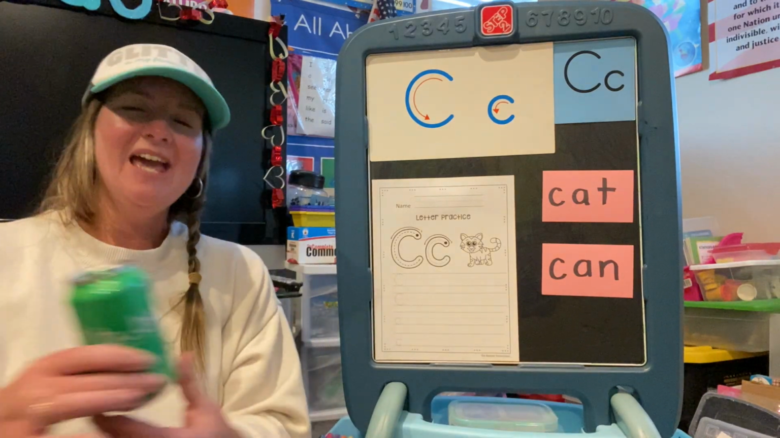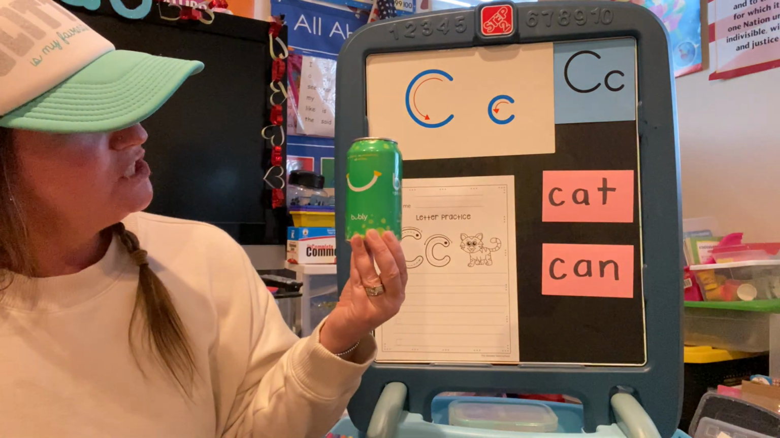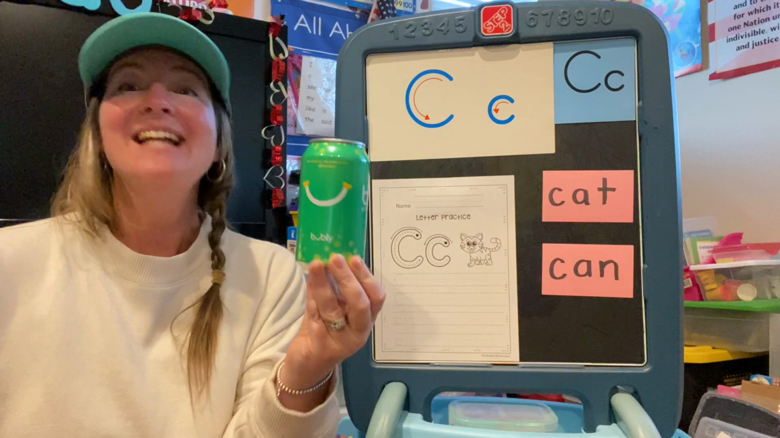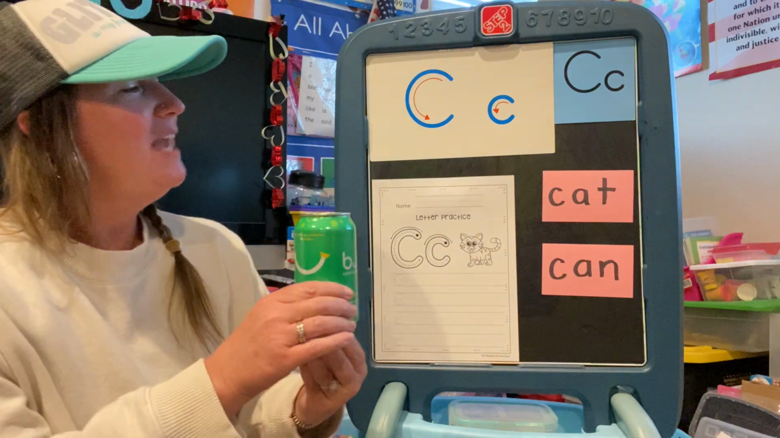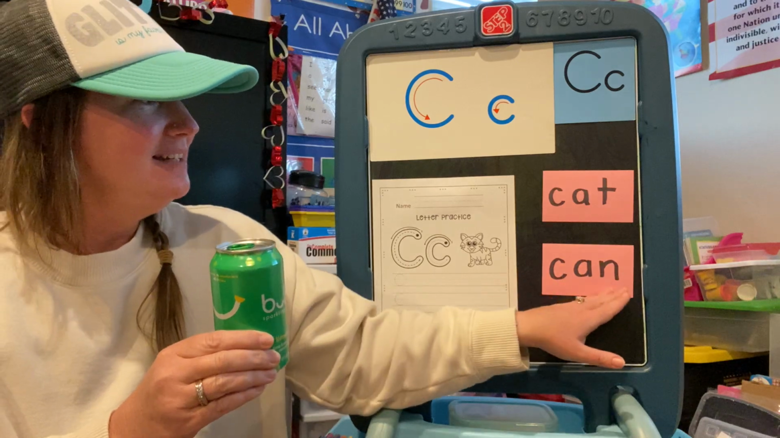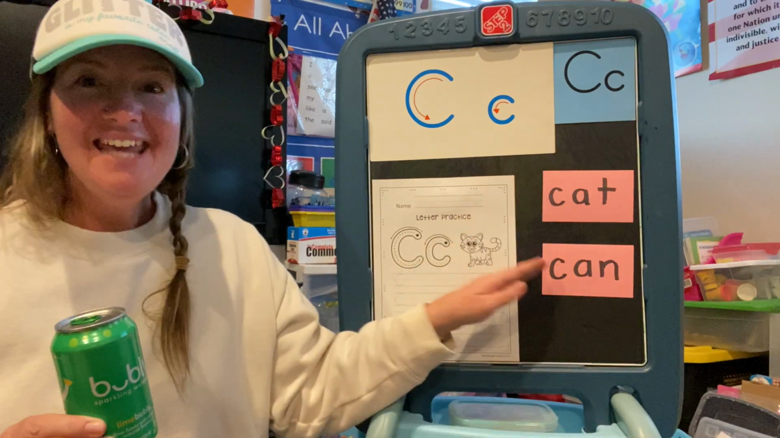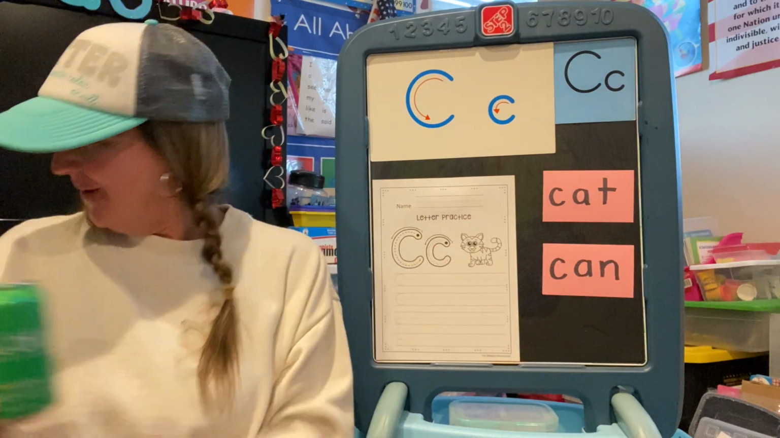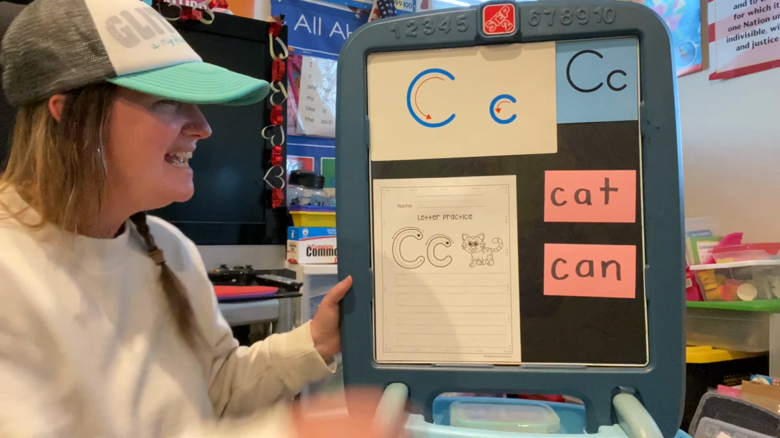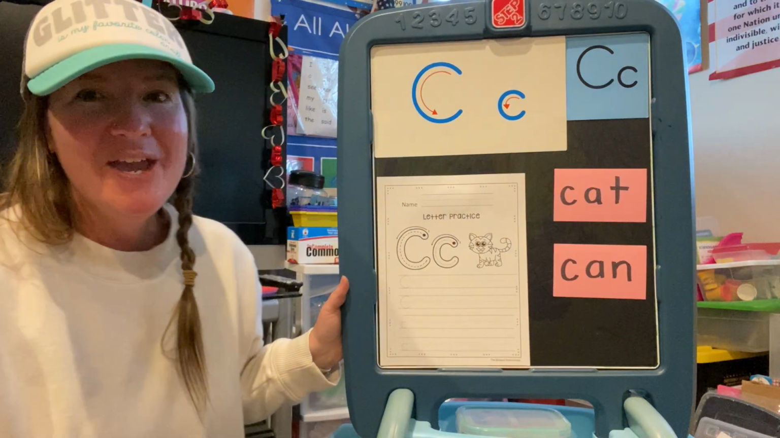But I have a can right here. I have a can of my delicious bubbly water. Yeah, it's a green can. Good. So we have can, k and n, k and n. So cat and can. See, you're reading words. Great job, Panda Bears.